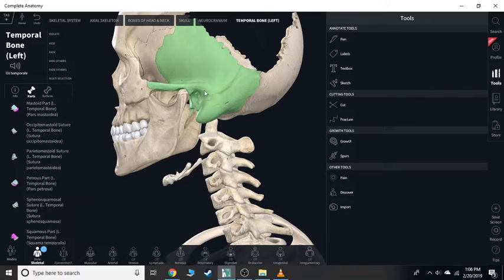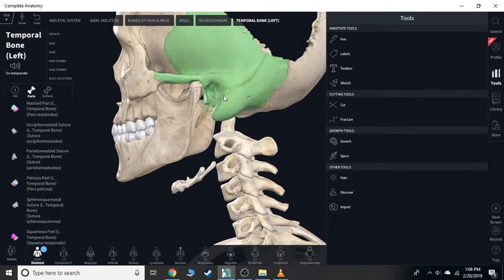Now there are a couple processes here. This right here, this little needle looking thing, very fragile. It's called the styloid process. Remember styloid because it looks like a stylus, the needle of a record. Then this right here is called the mastoid process. If you feel behind your ear, you can actually feel that sticking out.